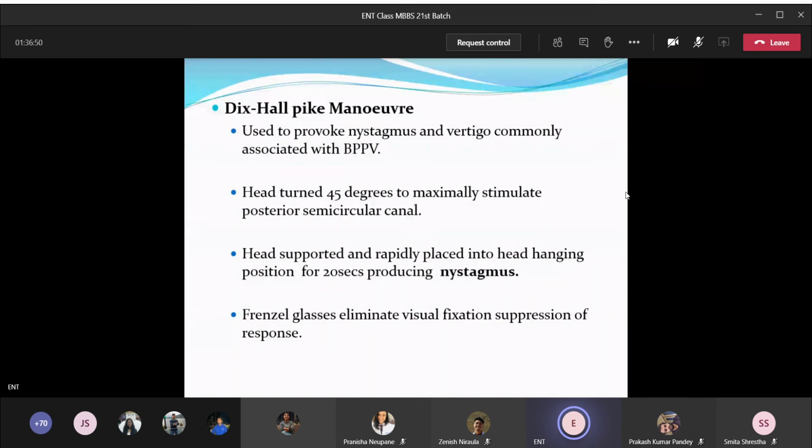So what we do is we turn the head 45 degrees to maximally stimulate the posterior semicircular canal. The head is supported and rapidly placed into head hanging position for 20 seconds, producing nystagmus. Frenzel glasses eliminate visual fixation suppression of response.